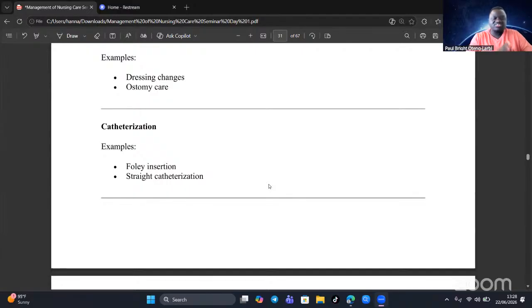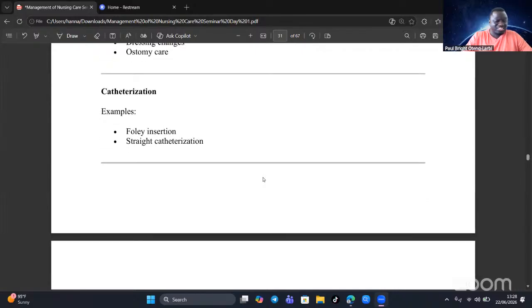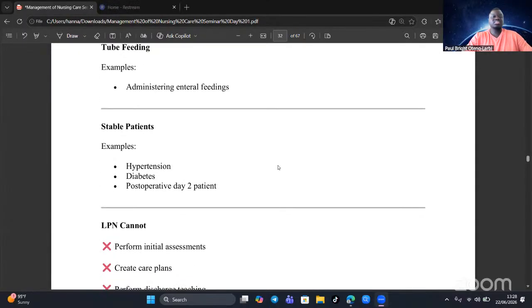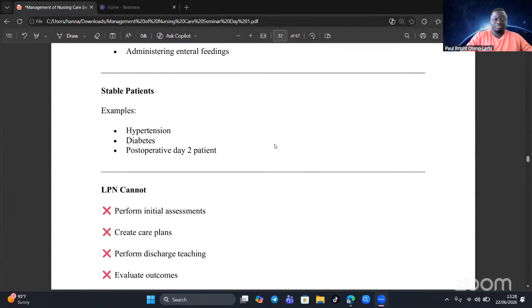LPN, some states allow them to manage Foley insertion and straight catheterization. These are two procedures. They are not the same. But some states do not allow them, so note the state laws. Tube feeding, they can administer feeding tubes. Stable patient, hypertension, diabetes, post-op 2 days. Okay, they are stable. If they are stable, LPN.